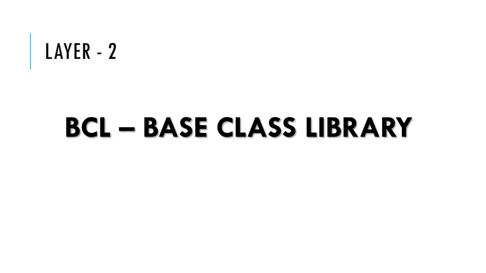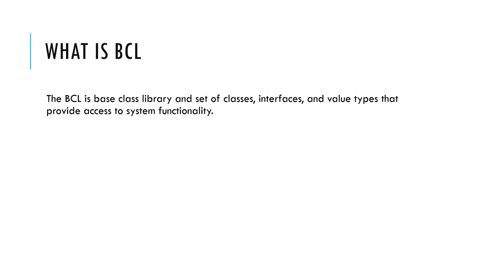The second layer in the .NET Framework is the Base Class Library. So what is the Base Class Library? The Base Class Library is a set of classes, interfaces, and value types that provides access to the system functionality, and which is the common and core for developing any kind of application. It is a set of reusable, ready-made solutions or ready-made functionality which is required to develop any kind of application, either Windows application, web application, mobile application, network supported, or even data access related things.